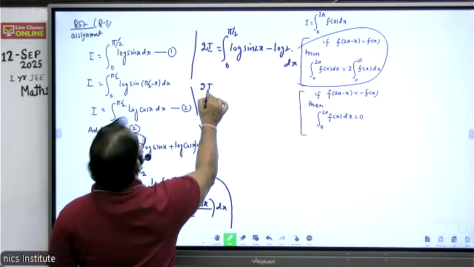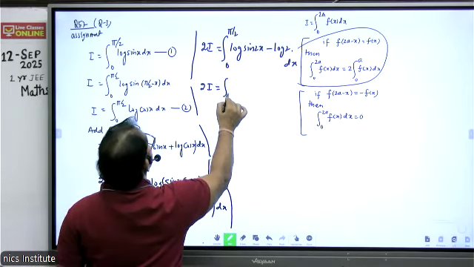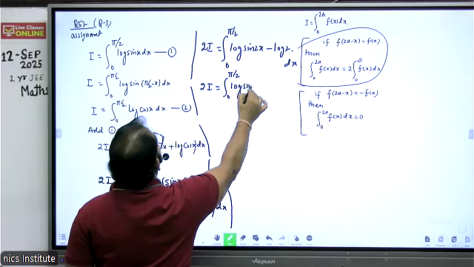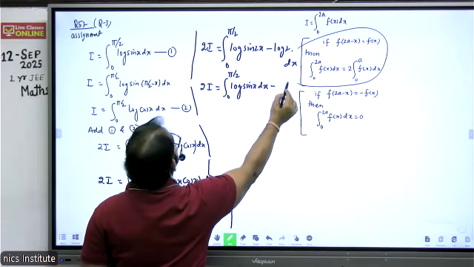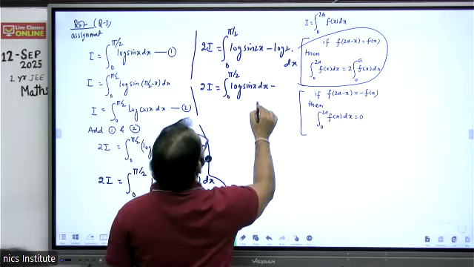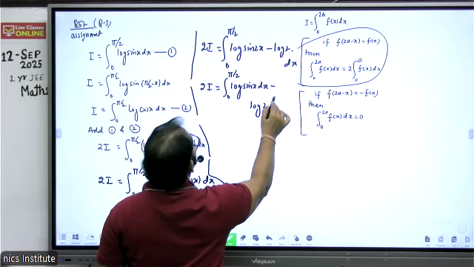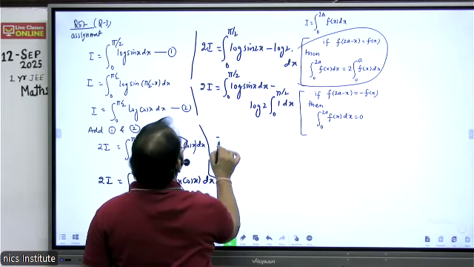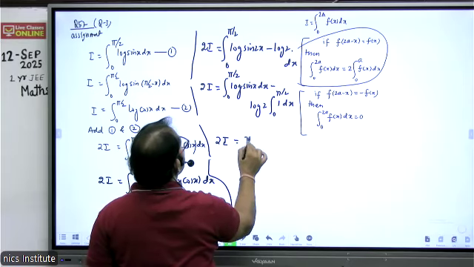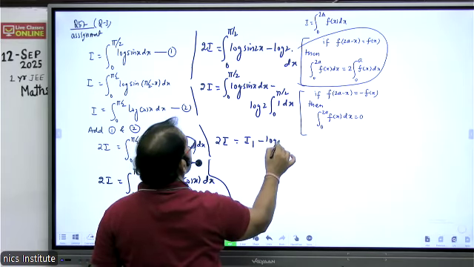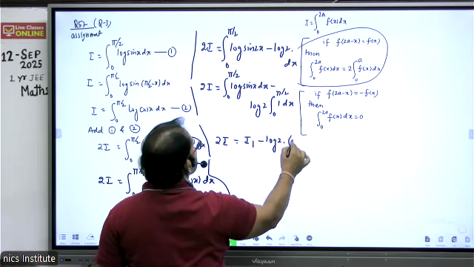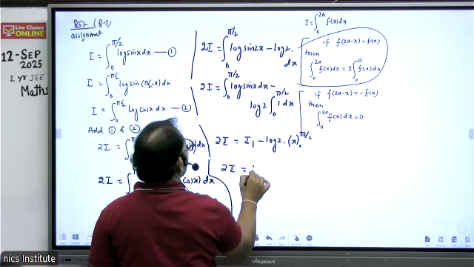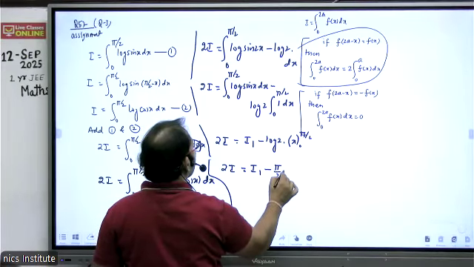So 2I will be the integral from 0 to pi by 2 of log sin x dx. And here you can take out log 2 common, and the integration of 1 dx from 0 to pi by 2. Or 2I is equal to, this I am taking as I1, and the integration of 1 would be x from 0 to pi by 2. So 2I is equal to I1 minus pi by 2 log 2.